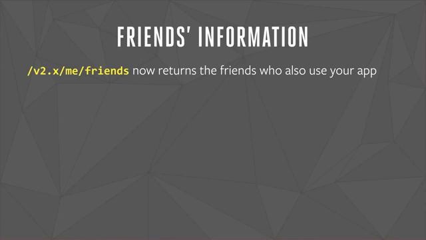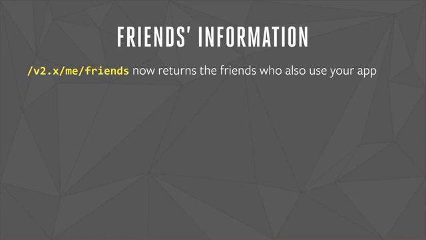The next key change is how apps access friends information. In V2.0 and above, /me/friends returns the person's friends who also use your app. There are some key cases where apps need information about a person's friends who don't use the app, and so we've built some APIs to support these cases.